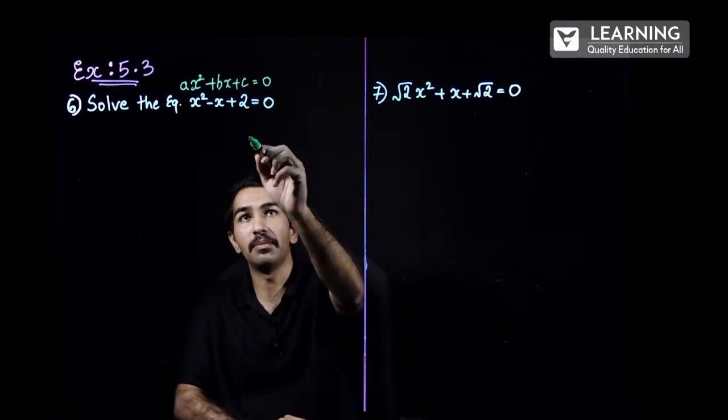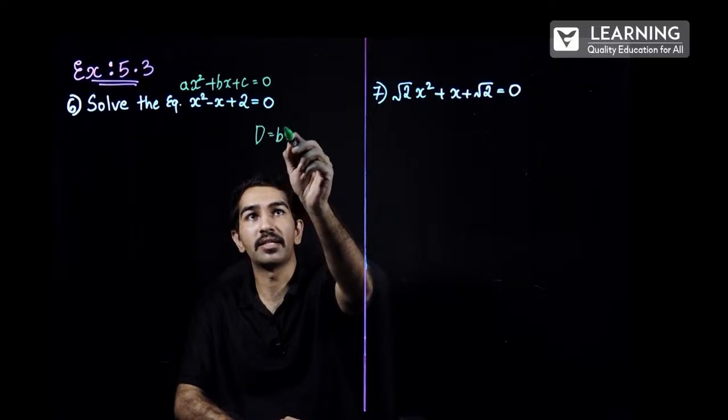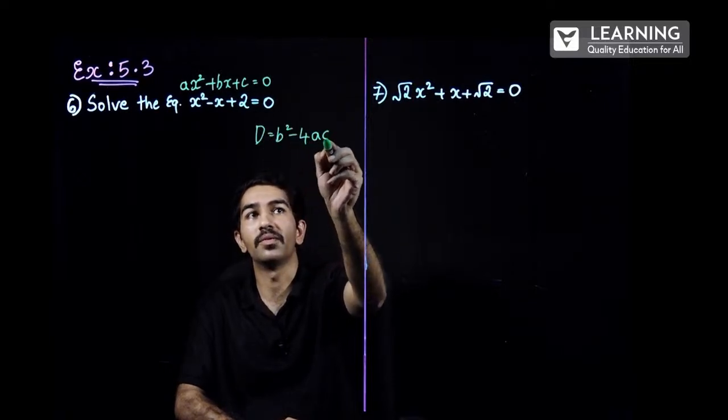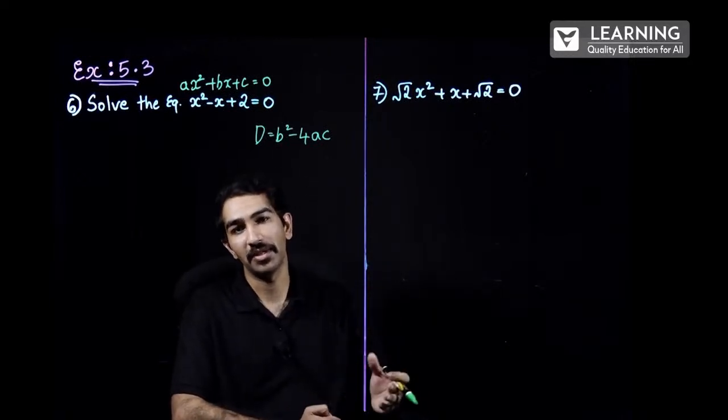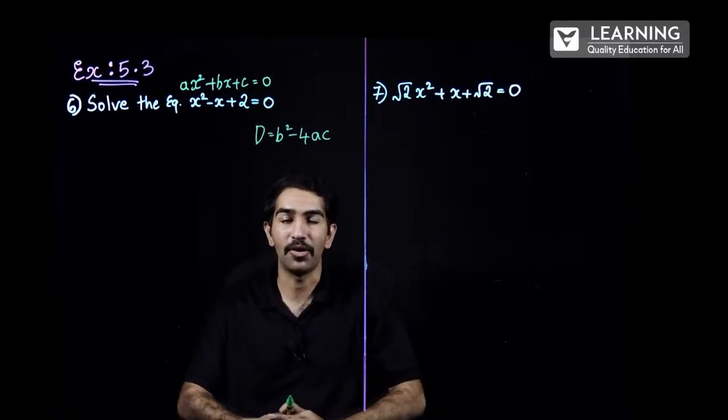We'll find out what the discriminant is. D is equal to b squared minus 4ac. This is the very first step you have to do while solving a quadratic equation, so we'll get an idea of how the roots are. Based upon that you can understand whether you have to factorize or use the formulas.